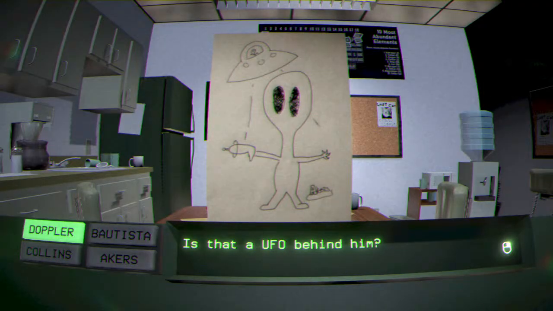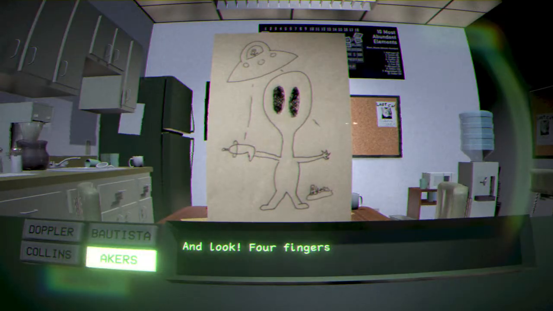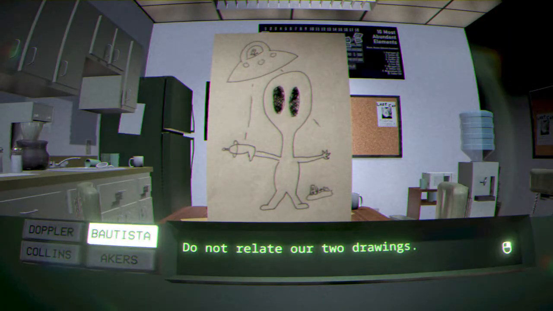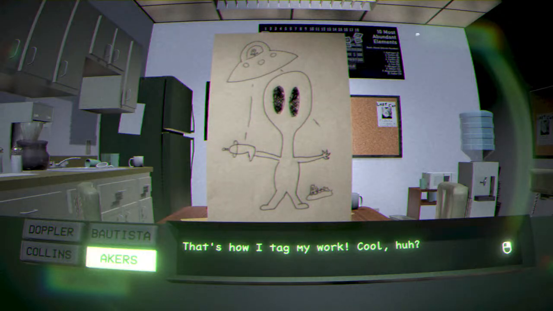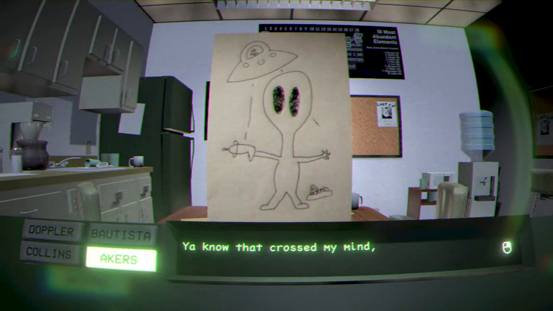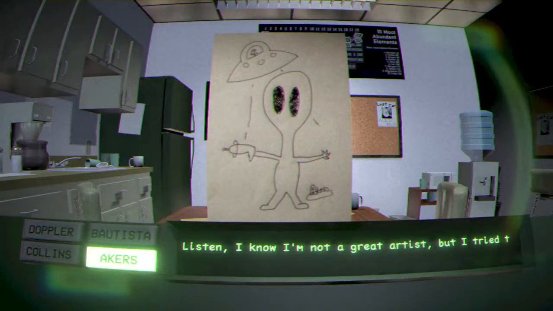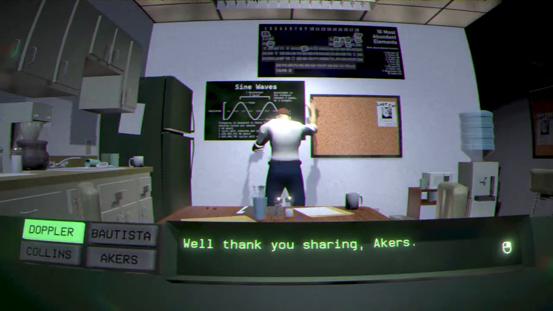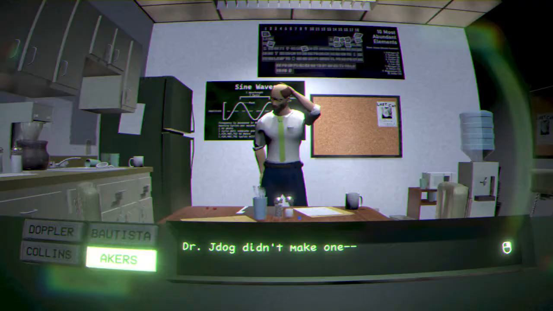Is that a UFO behind him? Of course. And he's holding a ray gun? It's for fighting space monsters. And look, 4 fingers on each hand, just like Batista's drawings. Do not relate our 2 drawings. Actors, did you sign yours? That's how I tag my work. Cool, huh? I'm surprised you didn't add a little sun in the top corner. You know, that crossed my mind. I wasn't sure if they were visiting during daytime. That's what you consider? Listen, I know I'm not a great artist, but I tried to have some fun with it. Well, thank you. Thank you, sharing actors. I think I prefer Dr. J-Dog's sketch over that one. Dr. J-Dog didn't make one.